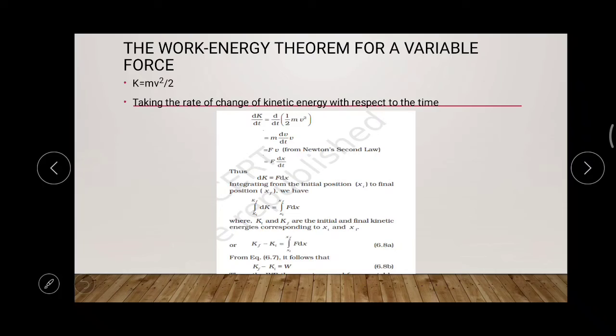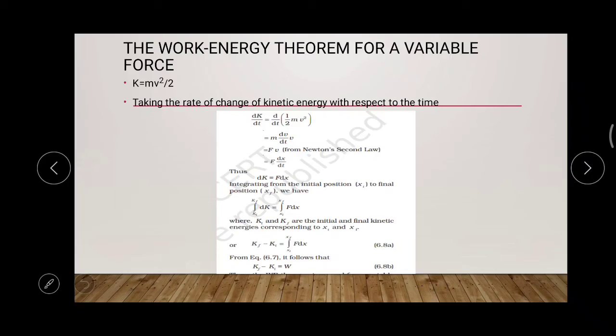were clear in the case of the constant force. Now, if the force is variable, then how can we derive this equation? How can we use this equation? Or how will be the format of this equation? That we are going to discuss now.